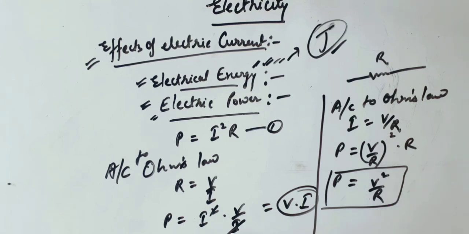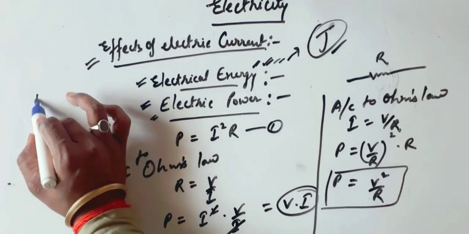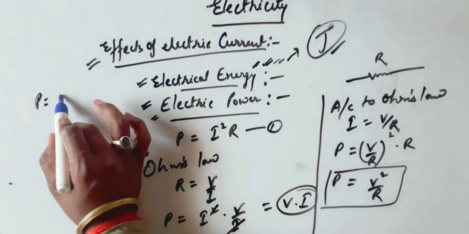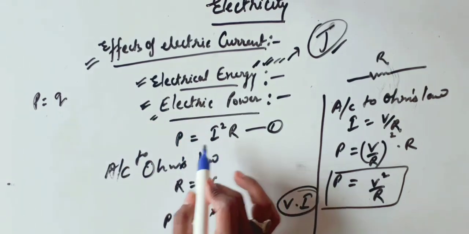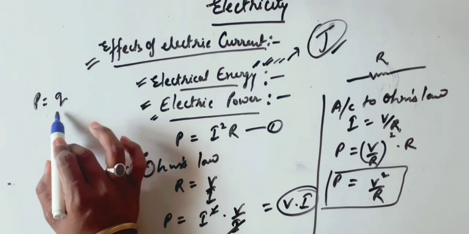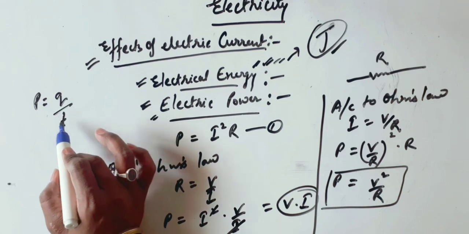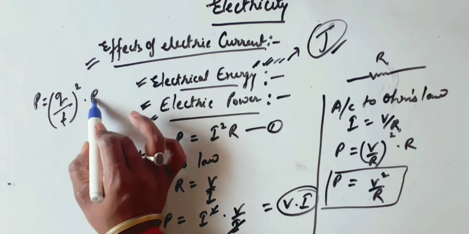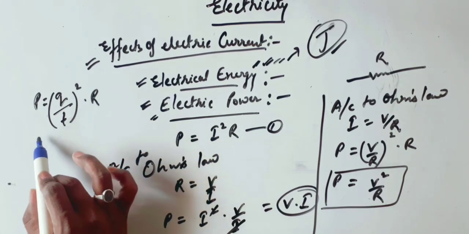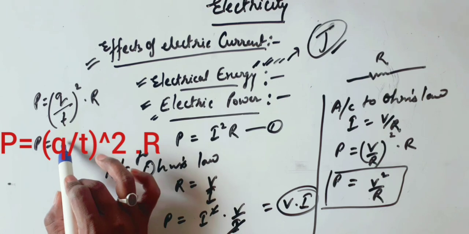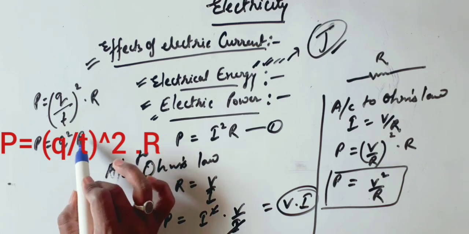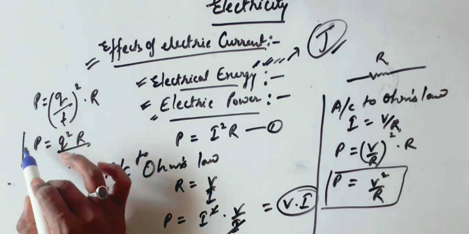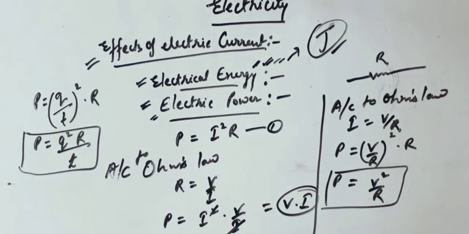We can also put the value of I in the form of electric charge. The electric current flowing through the circuit is equal to the flow of charge per unit time. So power is equal to (Q upon T) whole square into R, so power equals Q square R by T. All these are formulas for electric power.